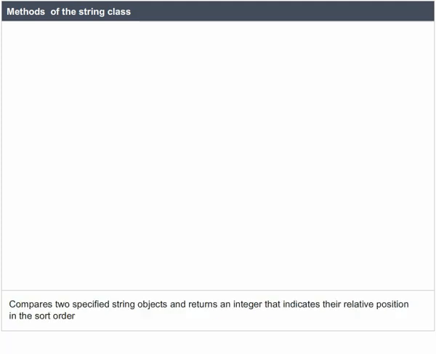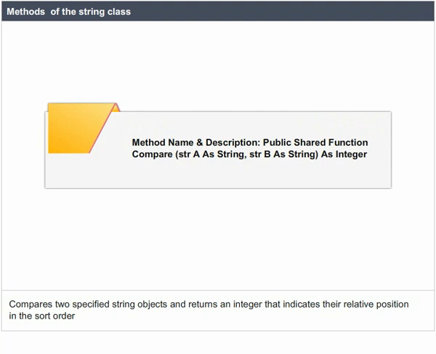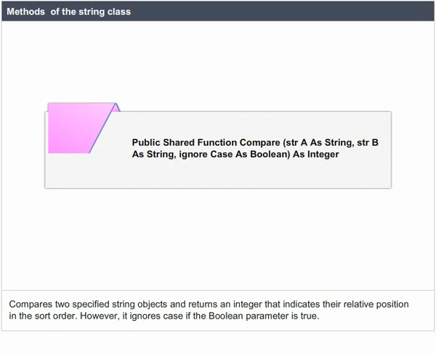Method name and description. Public shared function Compare(strA as String, strB as String) as Integer. Compares two specified string objects and returns an integer that indicates the relative position in the sort order. Public shared function Compare(strA as String, strB as String, ignoreCase as Boolean) as Integer. Compares two specified string objects and returns an integer that indicates the relative position in the sort order. However, it ignores case if the boolean parameter is true.